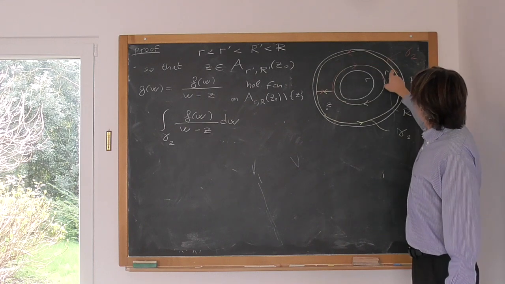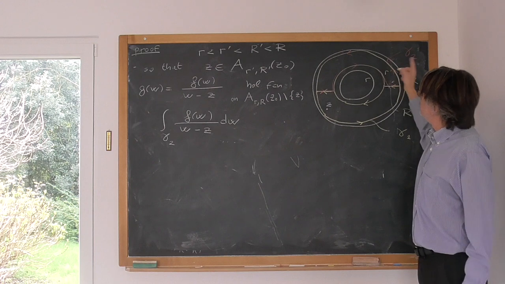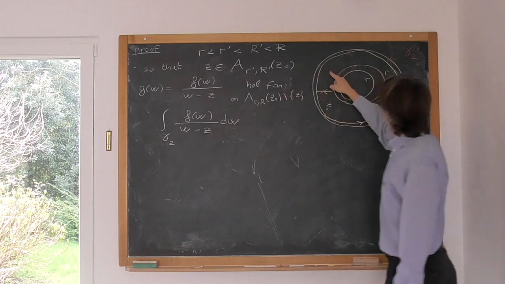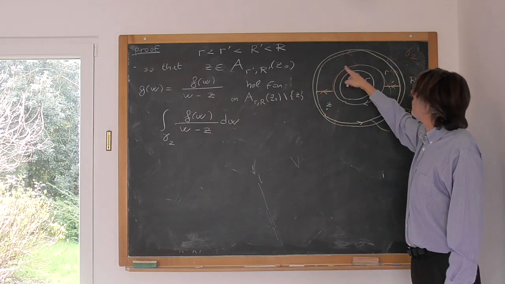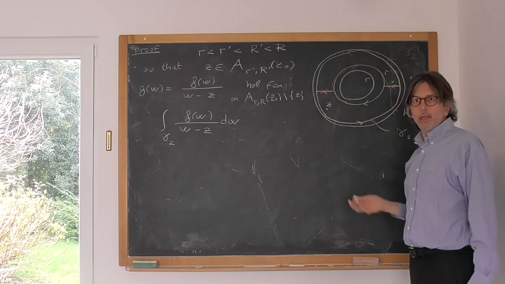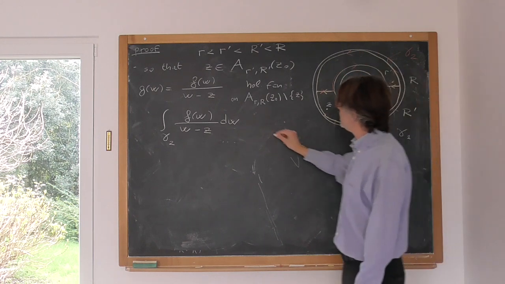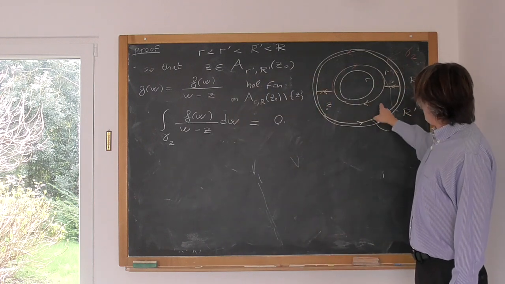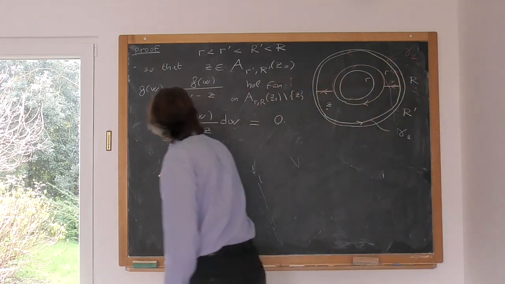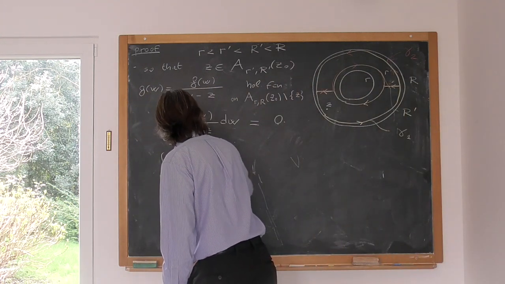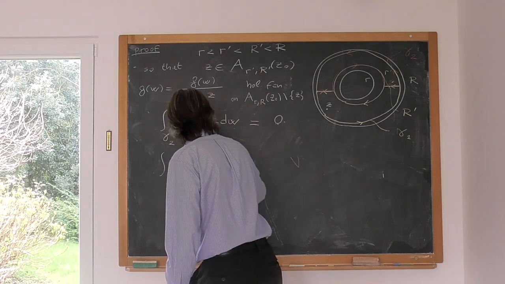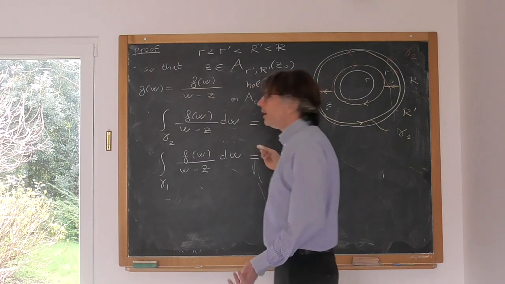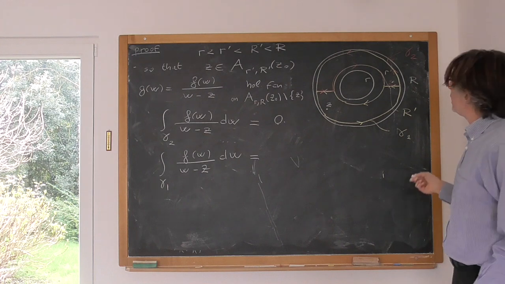But here, in the interior of the contour gamma 2, we don't have any singularity. So this function is holomorphic here. And then we know that if we integrate a holomorphic function on a contour whose interior is completely contained in the domain of the function, what we get is zero. On the other hand, what happens if we integrate this same function, but on gamma 1? Well, this is exactly the Cauchy formula, right?